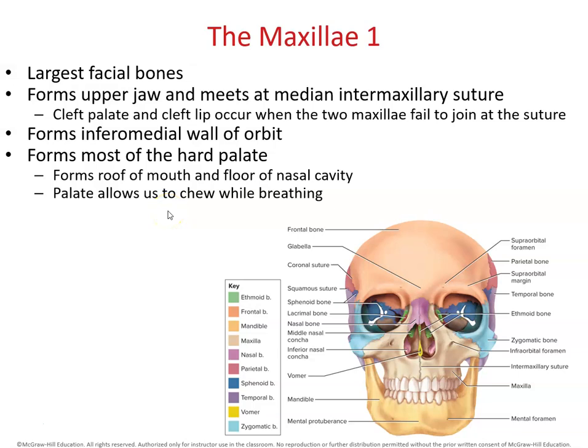Also, your maxilla forms part of the roof of your mouth. We call that your hard palate. Okay, so that allows us to chew while we're breathing. That's kind of something unique to primates. And it also is the floor of the nasal cavity and all those complex structures that are there.